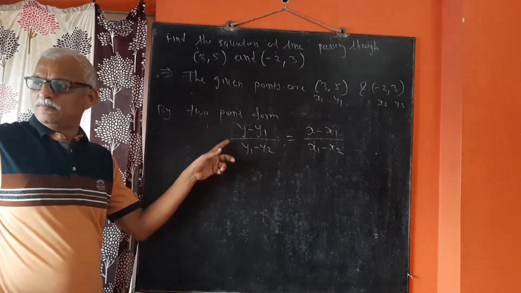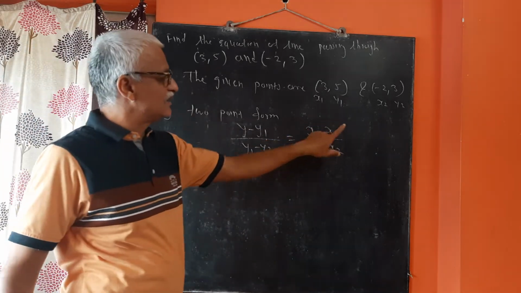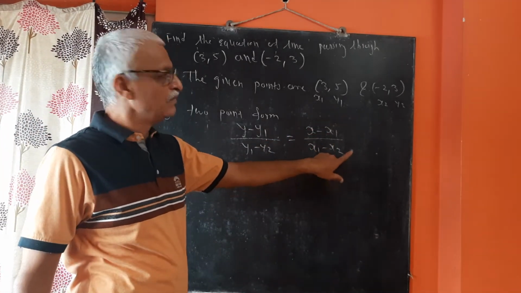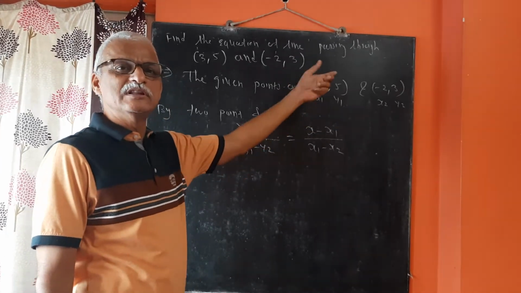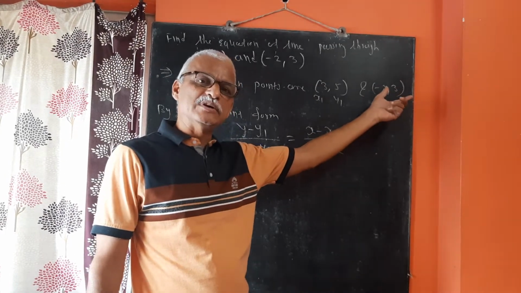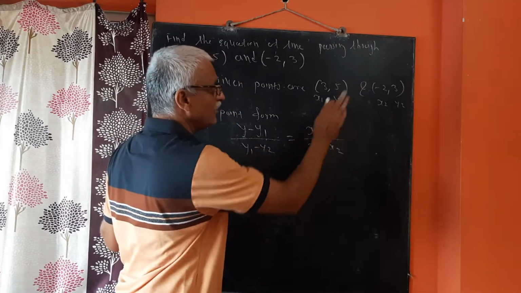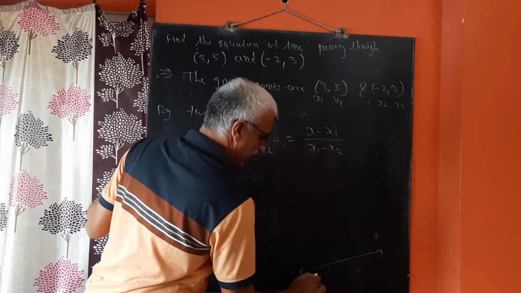By the 2-point form, (y − y1)/(y1 − y2) = (x − x1)/(x1 − x2). We have x1, y1, the first point through which that line passes, and x2, y2, the second point through which that line passes. That means if you have to draw the line, this is the line and these are the 2 points.